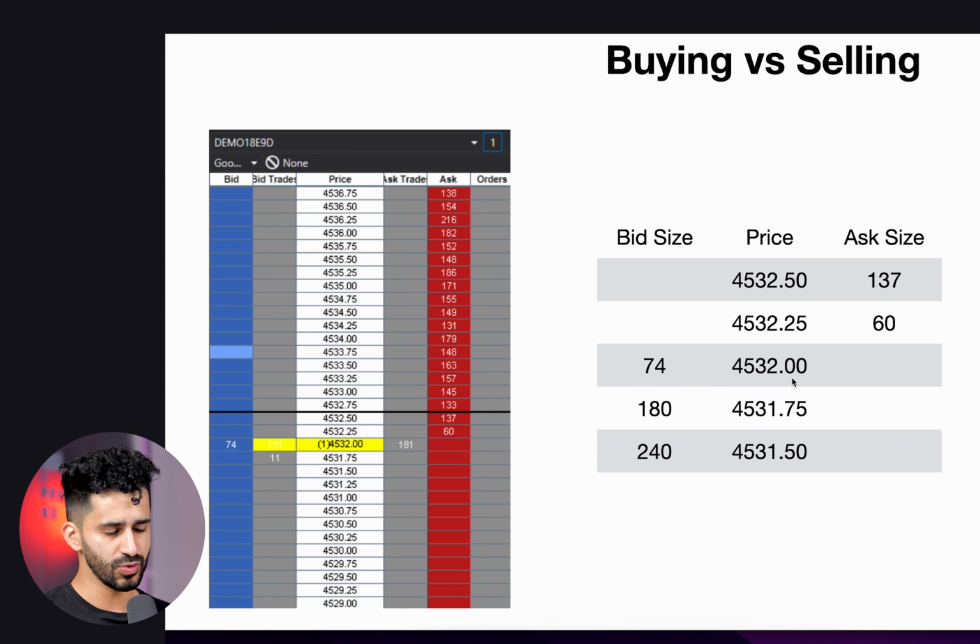At 45.32, there are 74 orders to buy. At 45.32.25, there are 60 orders to sell. At 45.31.75, let's just say for argument's sake, there's 180 orders to buy. At 45.32.50, there are 137 orders to sell. Now, these are essentially orders that are resting, meaning they have not been executed yet. These are orders that people want to get filled at, but haven't gotten filled.